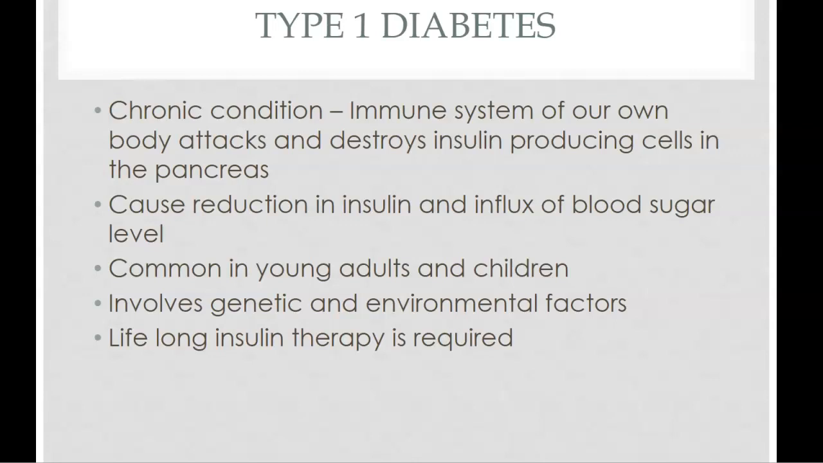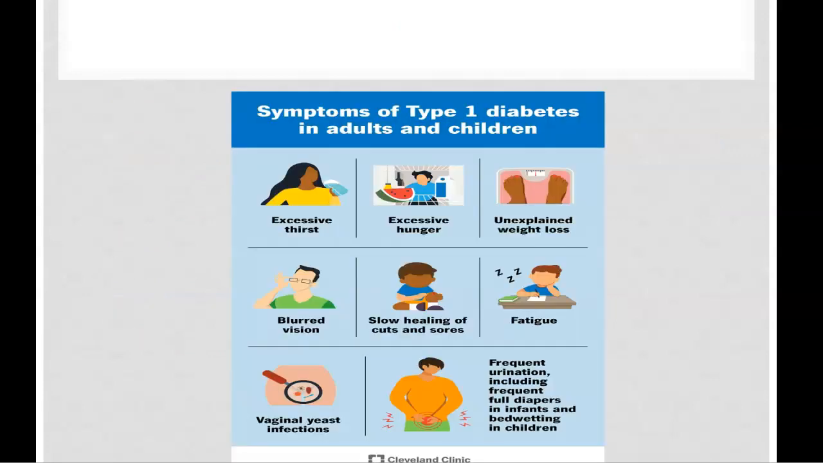This results in type 1 diabetes, and type 1 diabetes is very common in young adults and children. The cause for type 1 diabetes is mostly genetic and environmental factors. There are treatments available, like lifelong insulin therapy, which is required to treat type 1 diabetes.